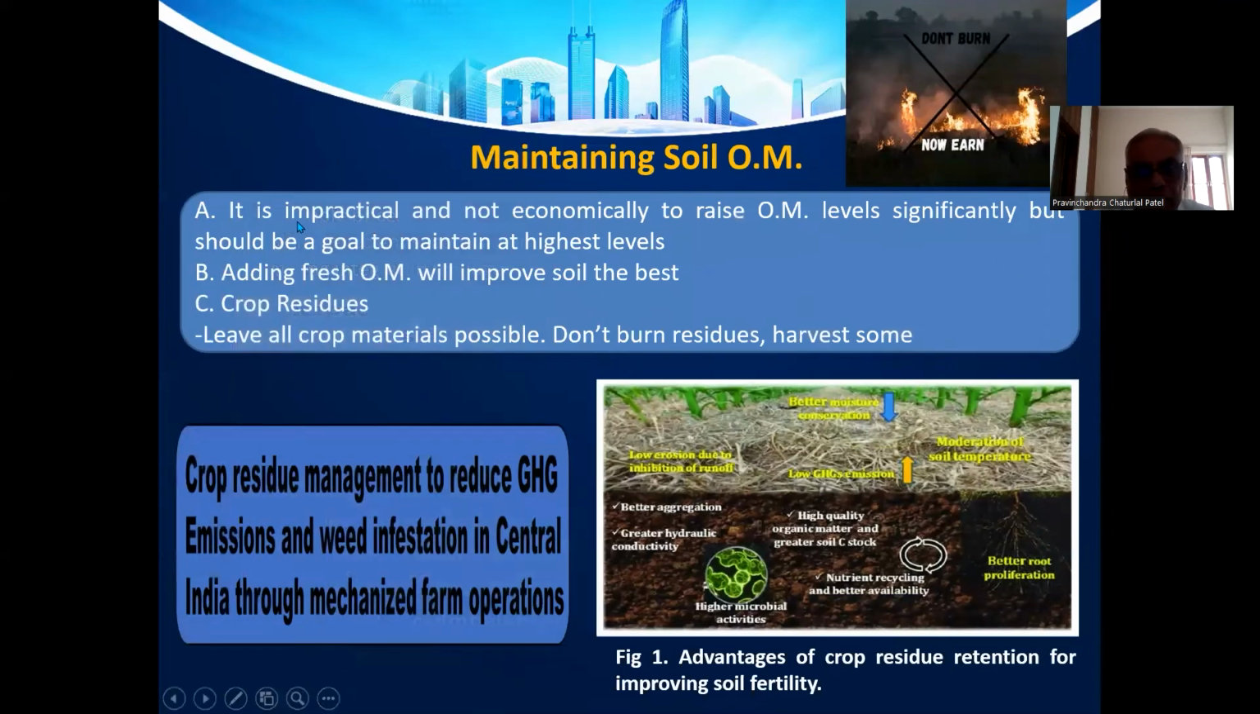Then, maintaining soil organic matter. Don't burn the crop residue of rice and wheat; it is useful. You have to incorporate the crop residue in soil, and you know that when you incorporate it in soil, it helps in conversion into organic matter. Maintaining soil organic matter: it is impractical and not economical to raise organic matter level significantly, but the goal should be to maintain it at a higher level. So we have to maintain it at the highest level. Adding fresh organic matter will improve soil the best.